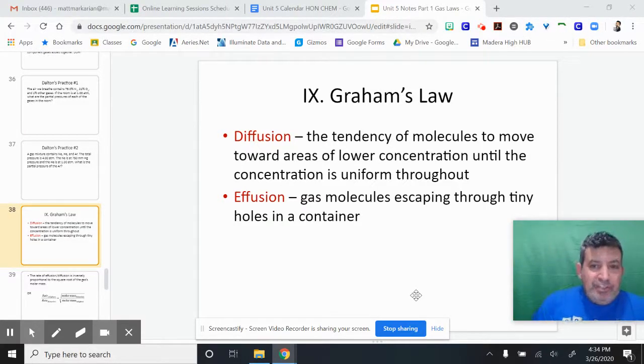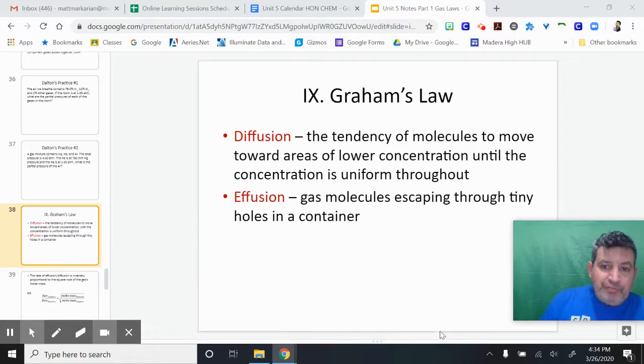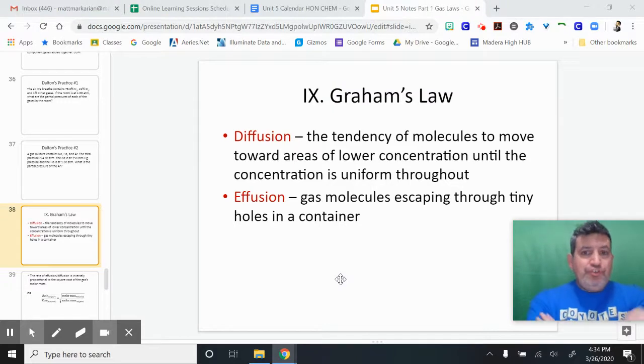This is the video on Graham's law, which is our final gas law that we need to make sure we know how to solve problems for. A couple of definitions before we get going. One is diffusion, the tendency of molecules to move towards areas of lower concentration until the concentration is uniform throughout.